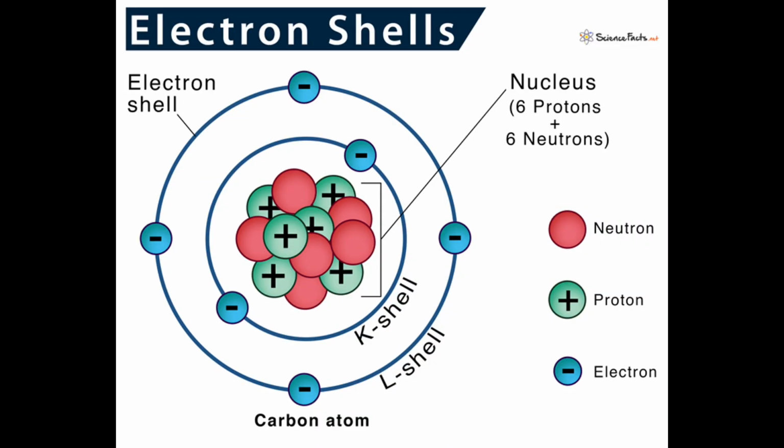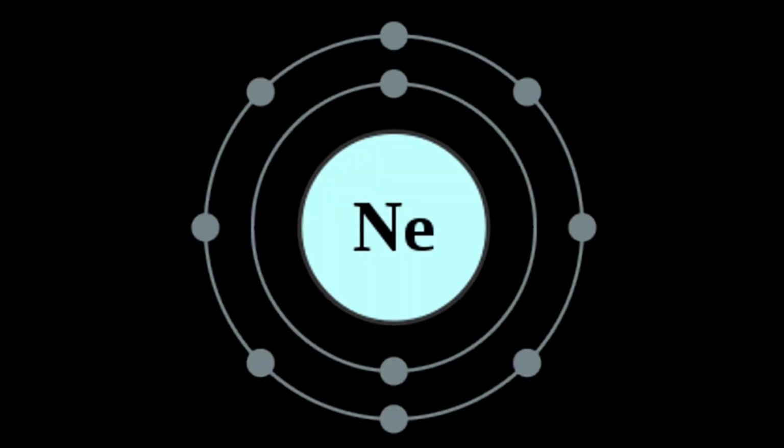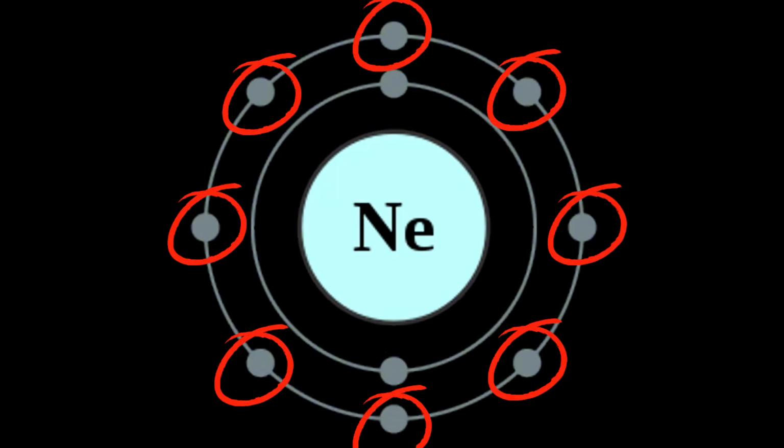Now, let's move on to the electron shells. Each element has electron shells and each has its own electrons. Neon, for example, has 10 electrons. This is actually perfect because to be stable it needs 10 electrons. The first shell of any element must have 2 electrons and the second shell must have 8.